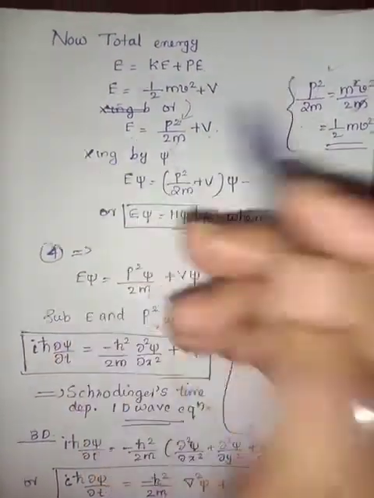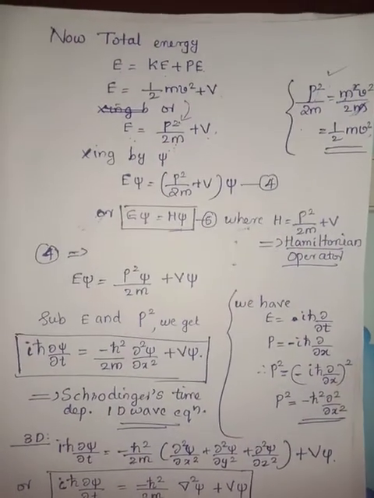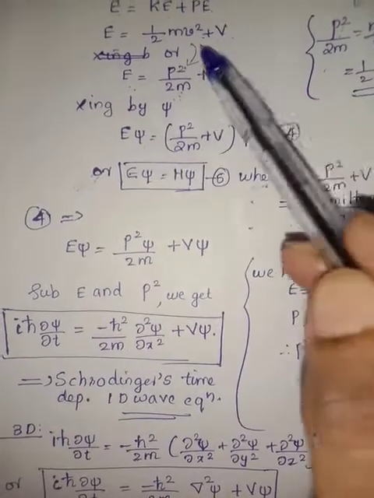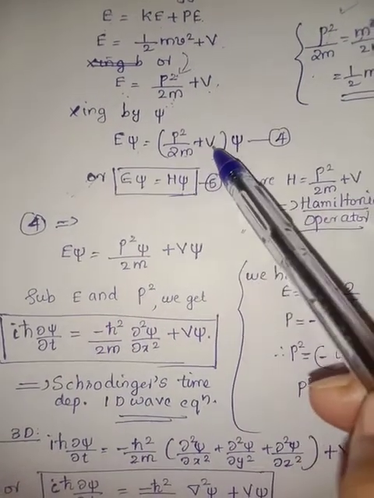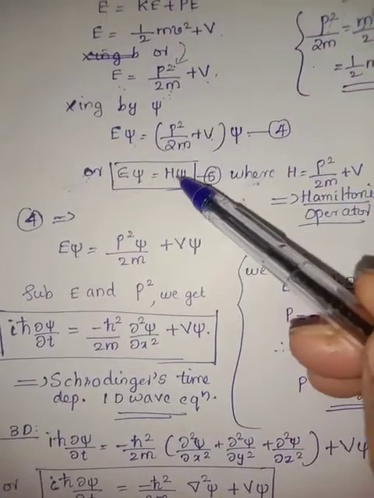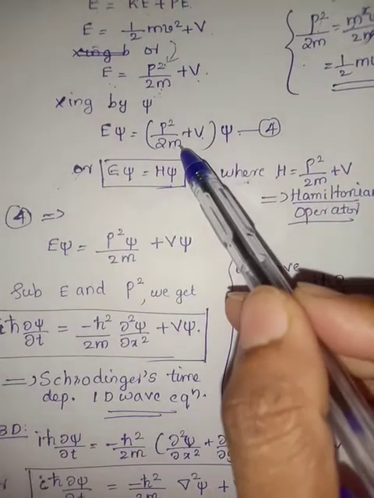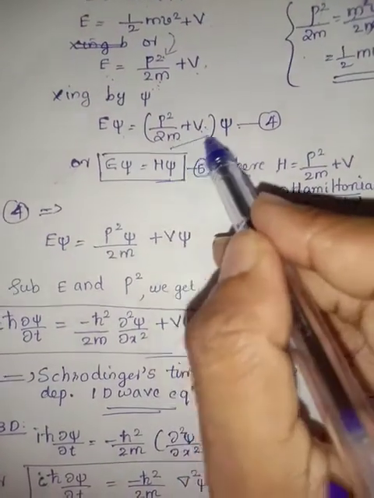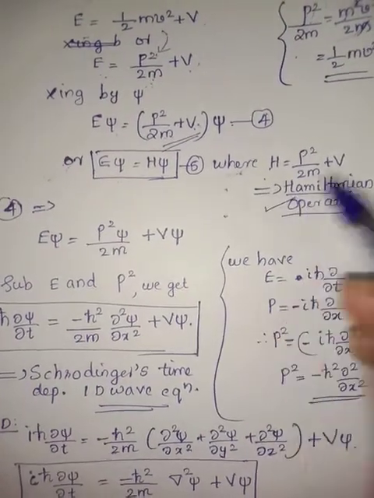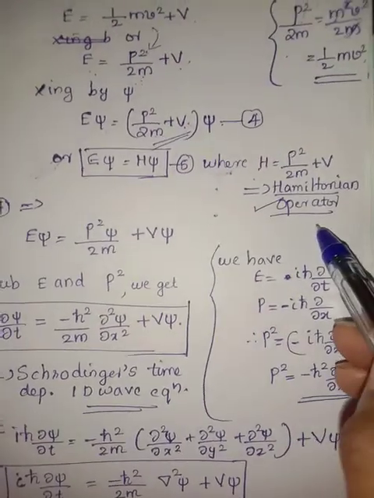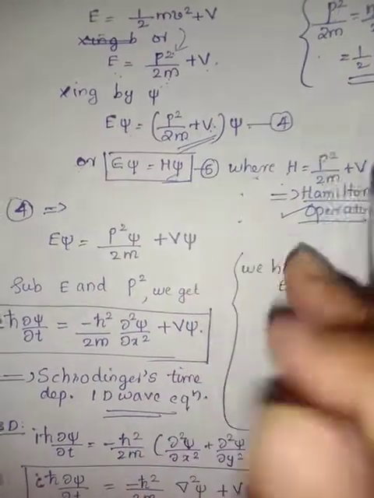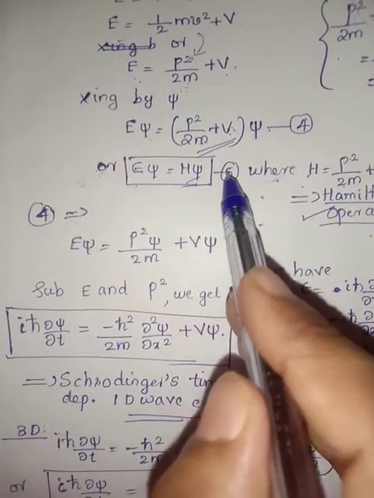Now multiplying this equation by psi, E into psi, E psi, is equal to this term into psi, that is P square by 2m plus V into psi. Or E psi can be written as E psi is equal to H psi, where H is equal to P square by 2m plus capital V. I am substituting this P square by 2m plus V as H, which is known as the Hamiltonian operator. This is very important. Hamiltonian operator is equal to P square by 2m plus V, that is kinetic energy plus potential energy. So E psi is equal to H psi. This is equation number 5.